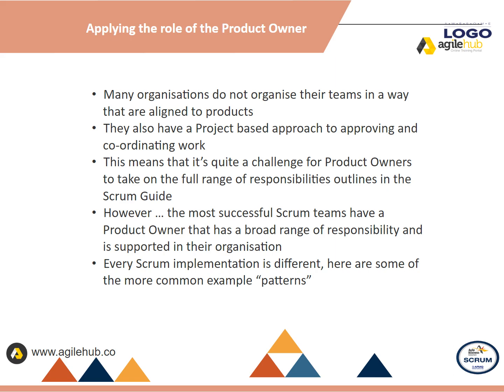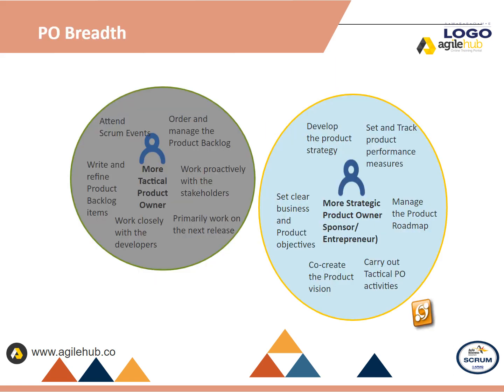Every Scrum implementation is different. Here are some of the more common example patterns. Product owner breadth. A more tactical product owner will fulfill the tasks shown here on the left. Order and manage the product backlog. Work proactively with the stakeholders. Primarily work on the next release. Work closely with the developers. Write and refine product backlog items.